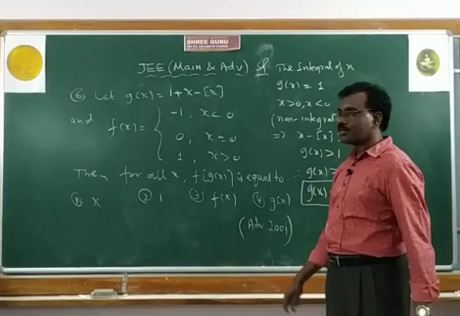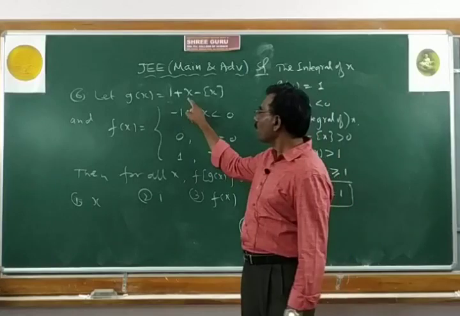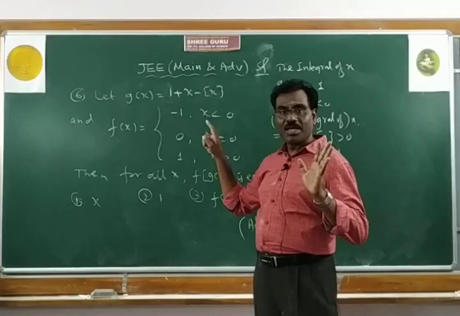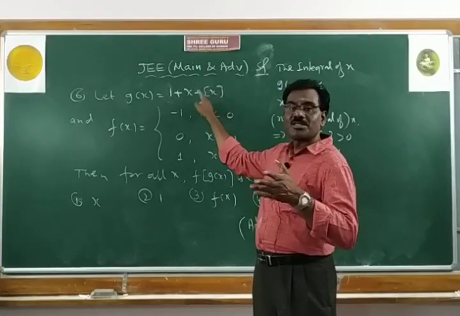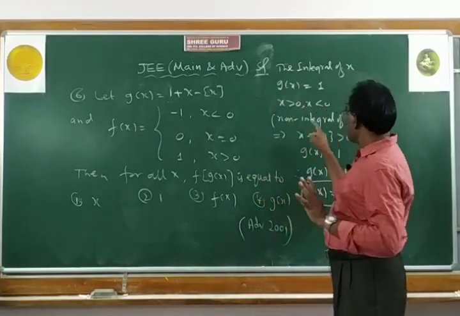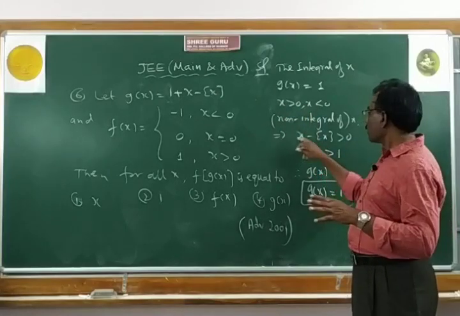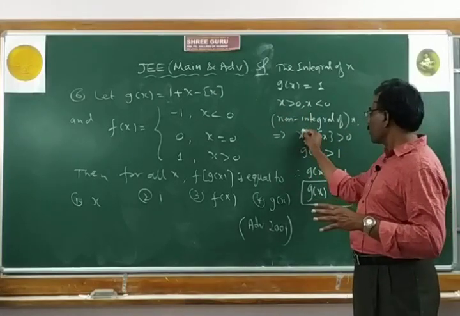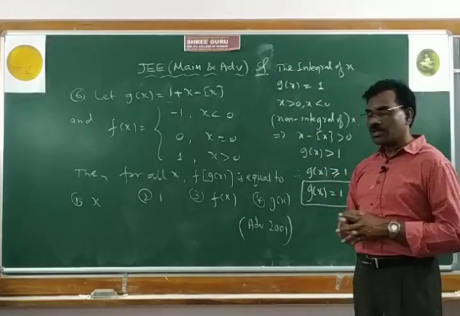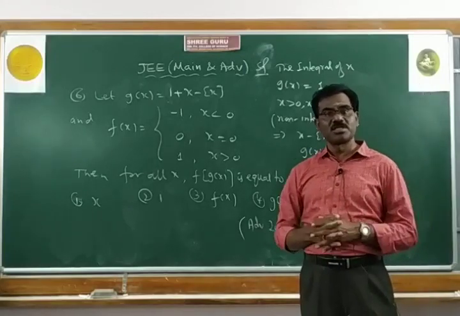I'll repeat once again. For integral x, the g of x value is 1. Put 2 and you get 1 as the answer; put 3 and you get 1 as the answer. For non-integral x there are two conditions: x positive and x negative. For non-integral x, this value must be positive only. x minus the greatest integer is always positive. If it is positive, g of x should be greater than or equal to 1. I think g of x is 1.